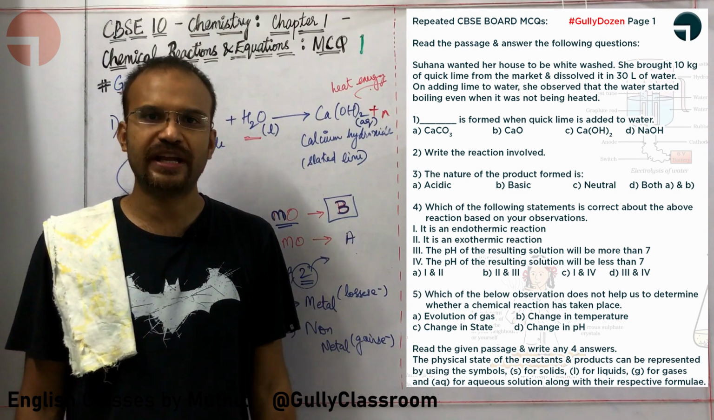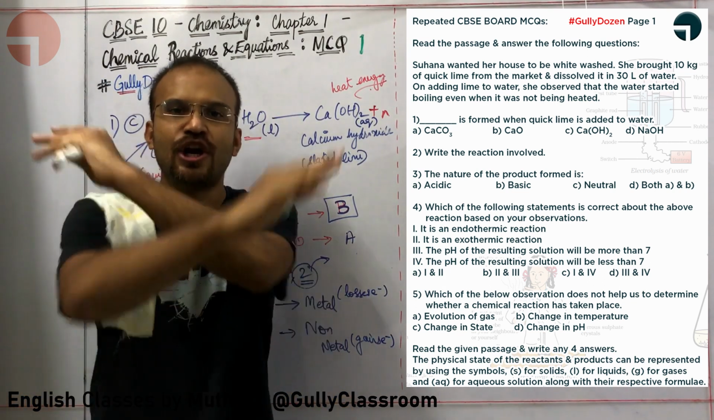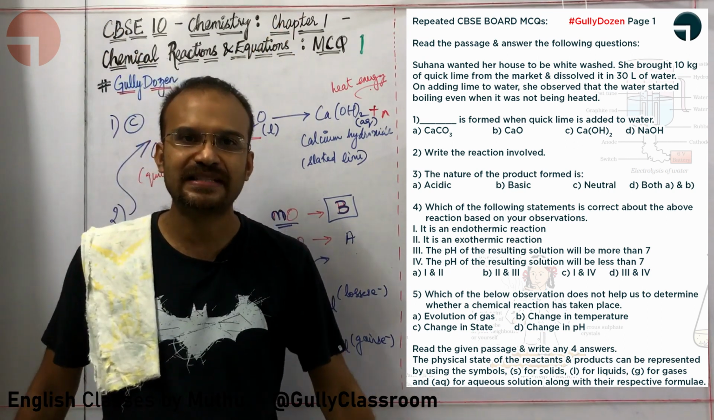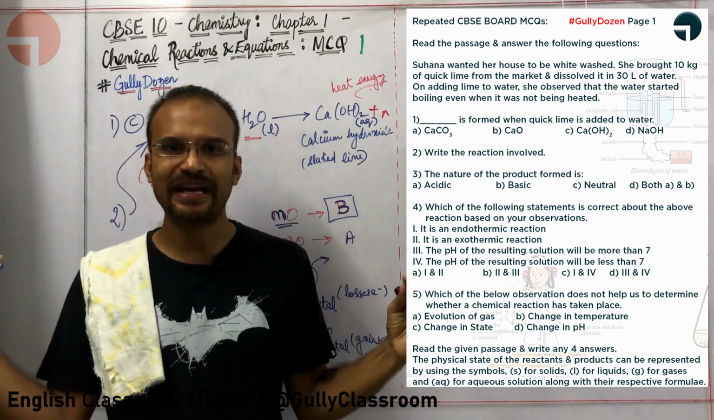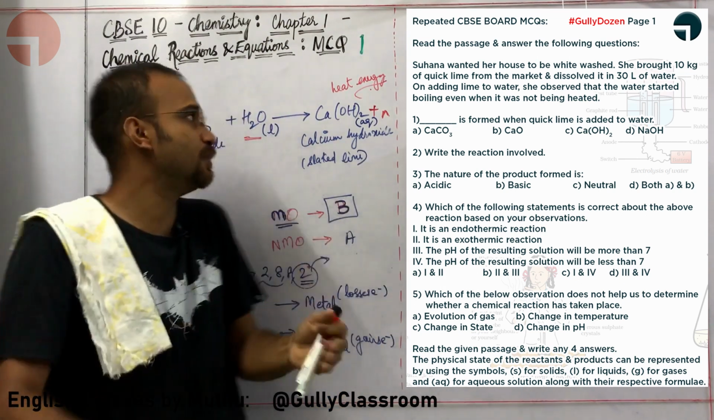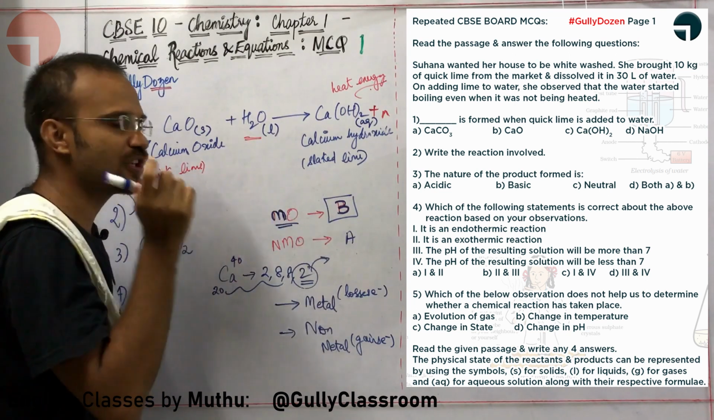Okay sir, what about an exothermic reaction? In an exothermic reaction, I am bringing the hands away in order to form a X. I am pulling the hands away. So, in an exothermic reaction, heat is released, while in an endothermic reaction, heat is absorbed. Here, obviously, heat is being released. So, this is an exothermic reaction.